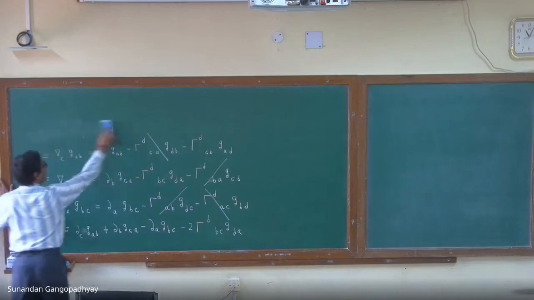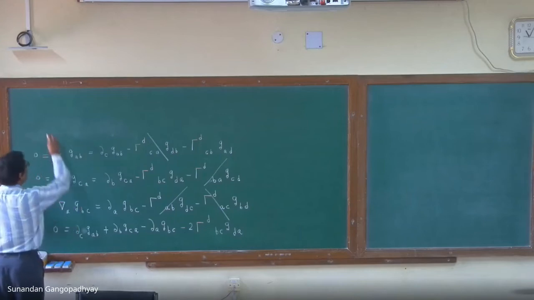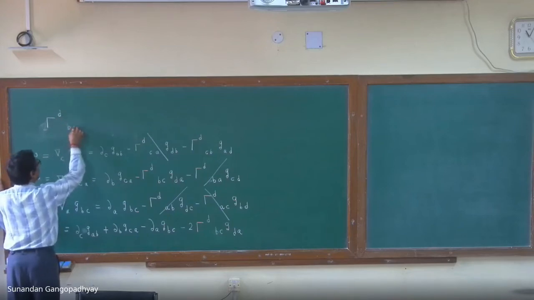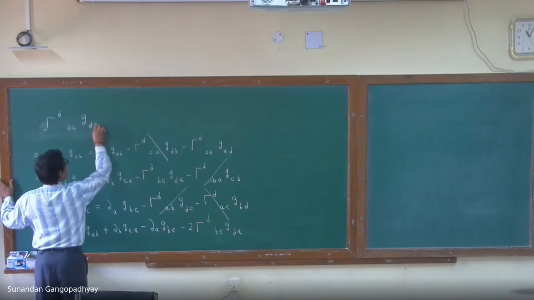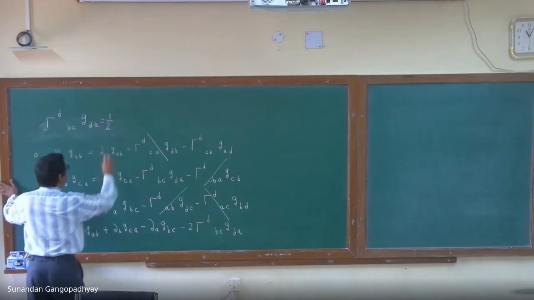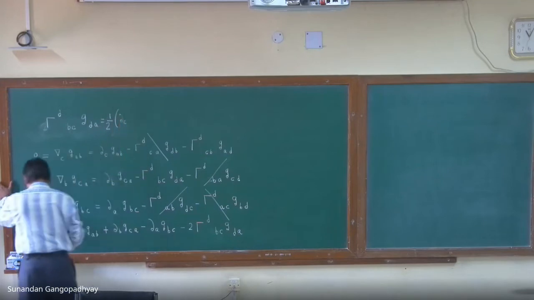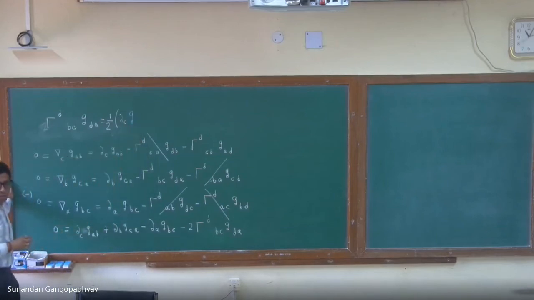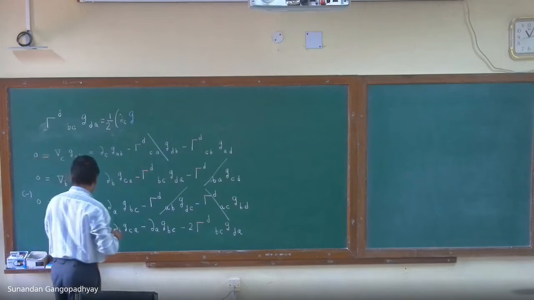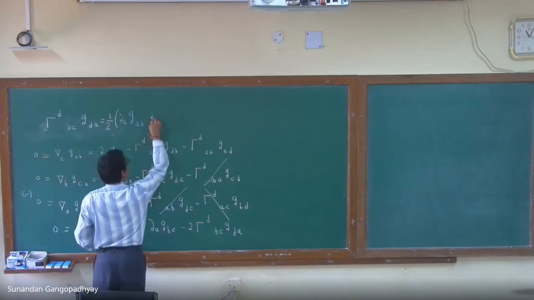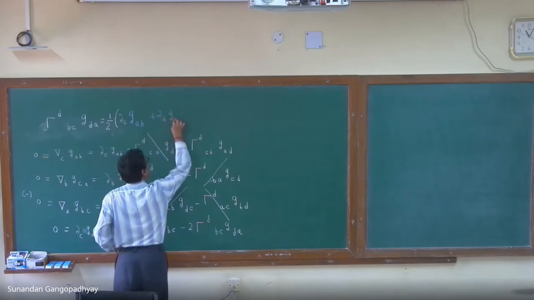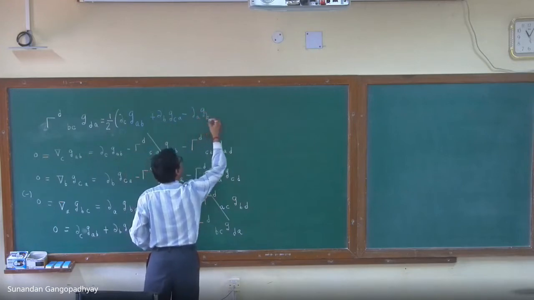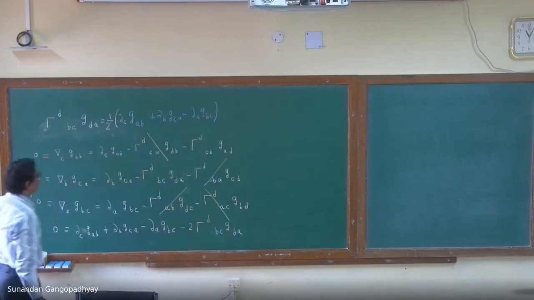So from here, we can immediately write the following: gamma D BC g_DA is equal to half of del C g_AB plus del B g_CA minus del A g_BC. So this is what we have.